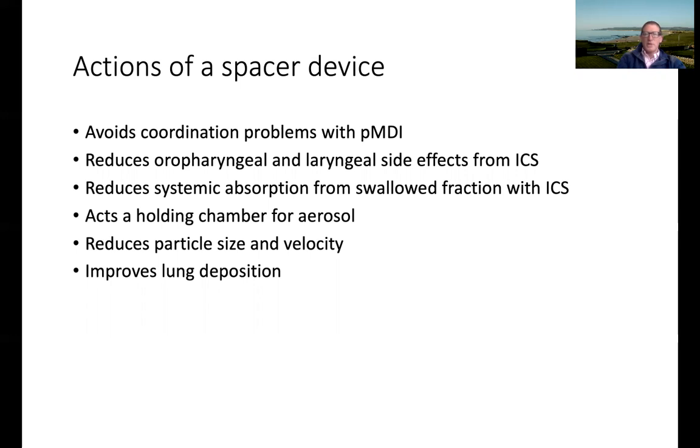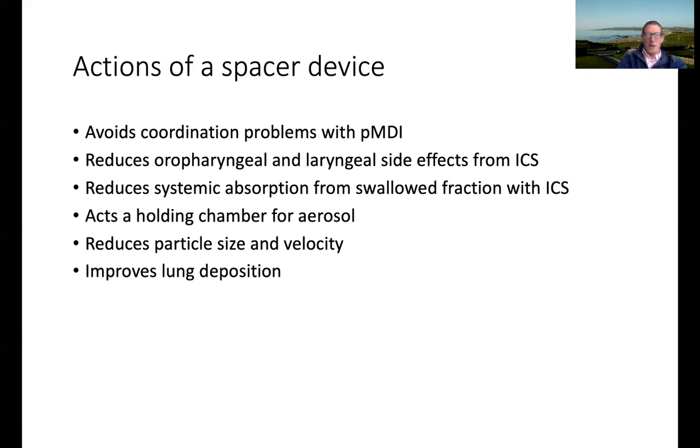So what happens is the spacer acts as a false oropharynx, so the large particles, more than 5 microns, get stuck in the spacer, and the small particles are inhaled into the lung. At the same time, by reducing the large particles which stay in the spacer, you reduce systemic absorption from the fraction which is swallowed with inhaled steroids. So instead of swallowing it, it gets stuck in the spacer, so it's a win-win.